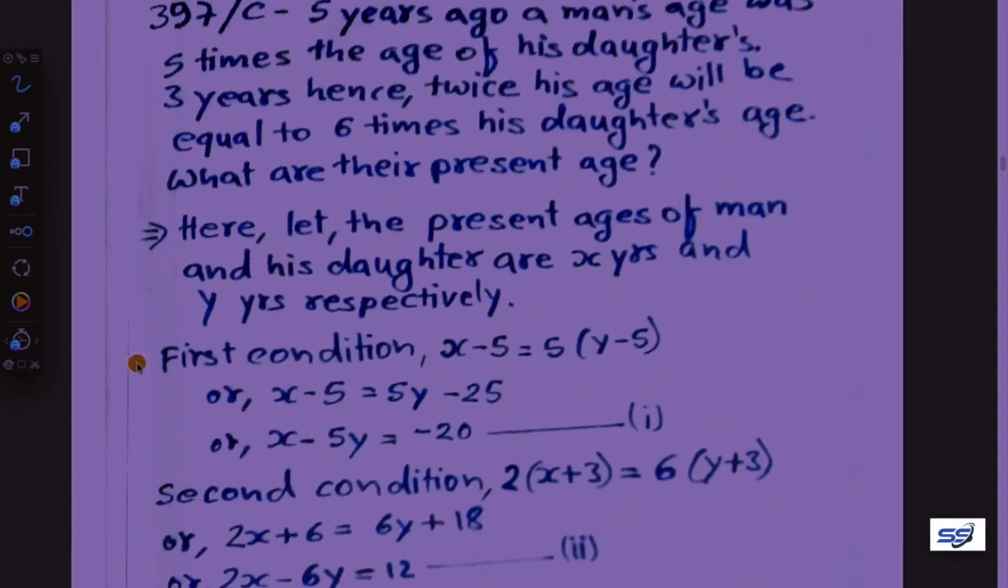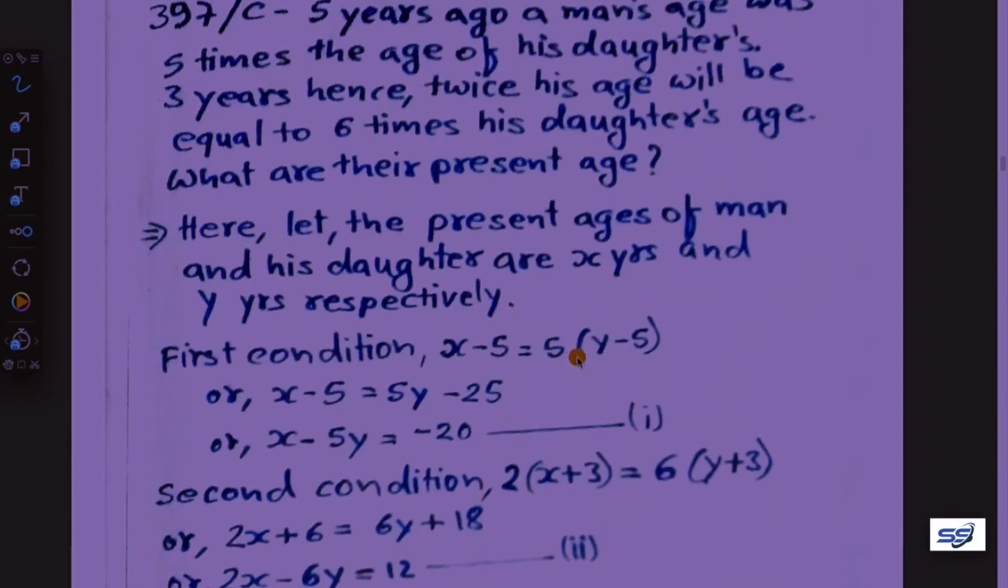See here, the first condition of our question states that 5 years ago the man was 5 times. It means x minus 5 equal to y minus 5 into 5. Here x minus 5, 5 years ago, and here the father is minus 5 and the daughter is minus 5. 5 years ago means 5 shall be subtracted from the father's and daughter's ages on both sides. And 5 times means 5 shall be multiplied.